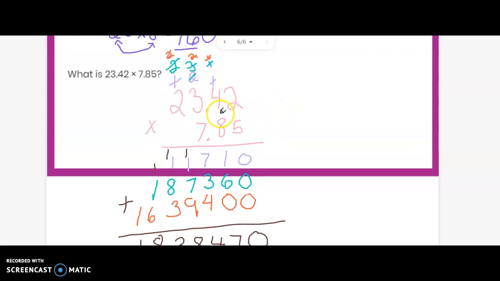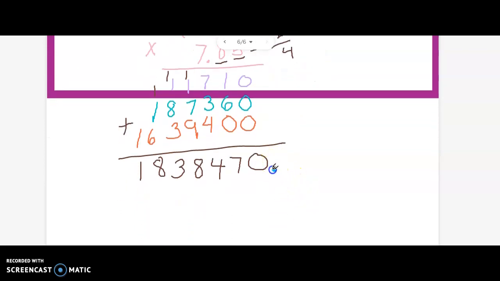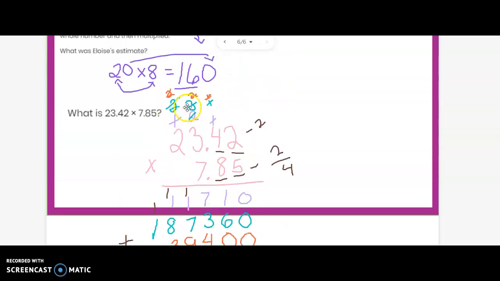I have to go back and I need to count how many places have decimal positions. In this factor, there's 2, and in this factor, there's 2. So I have 4 decimal positions altogether. So now down here, I need to take my decimal that's right here and move it, scoop it 1, 2, 3, 4 times. I want to take away that original. And now my final answer is 183.8470.